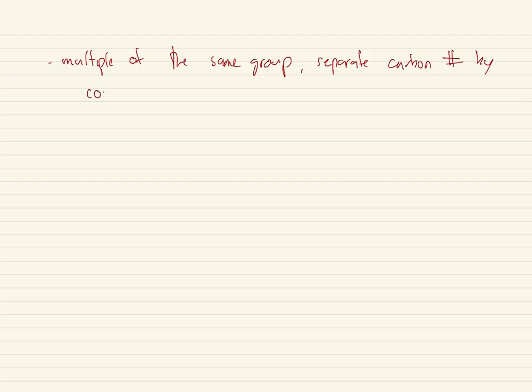So if there's multiple of the same group, separate carbon number by comma.